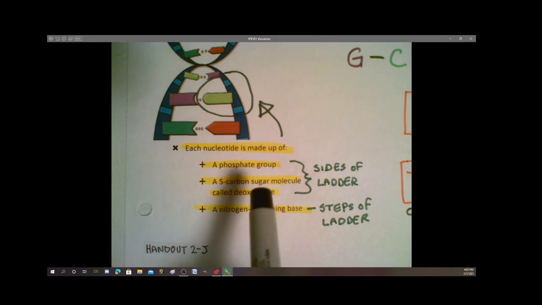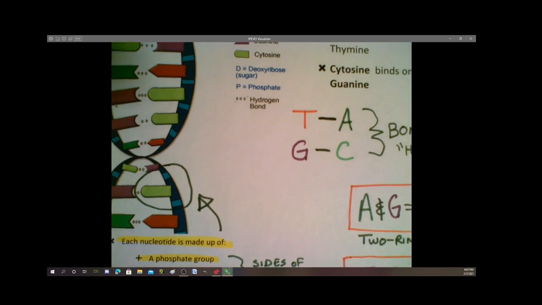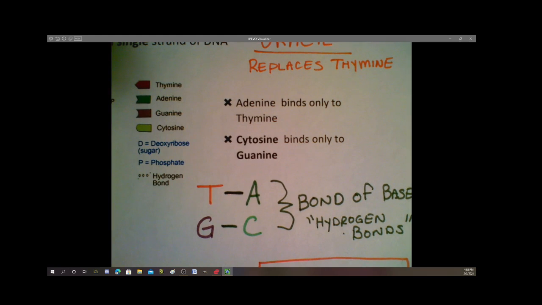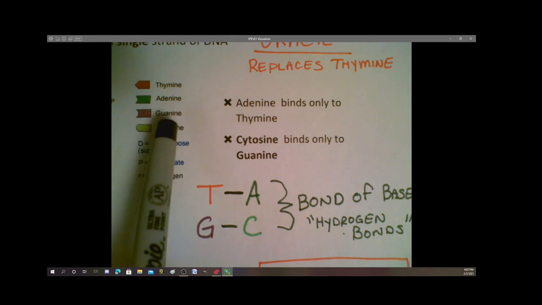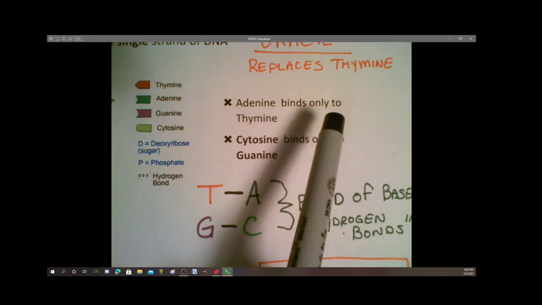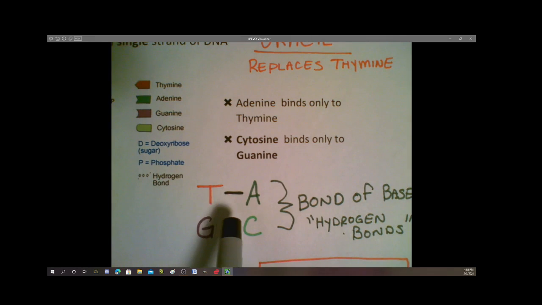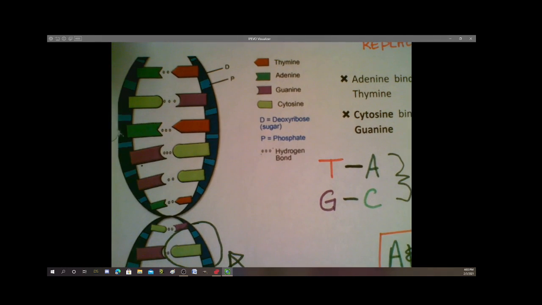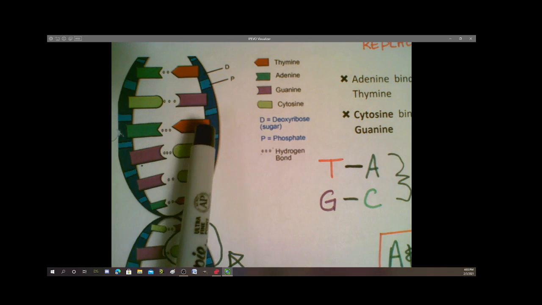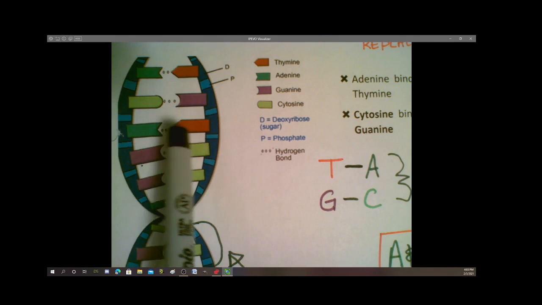Now, this nitrogen base is what holds our DNA, and there are 4 of them. And so I have them listed right here. There are 4 bases: adenine, thymine, cytosine, and guanine. It turns out that adenine can only bond to thymine and cytosine can only bond to guanine. So that's what I have right here. So A's and T's bond, and C's and G's bond. Well, they bond right here. So if we have cytosine, then it bonds to guanine. And it makes up the steps of the ladder.